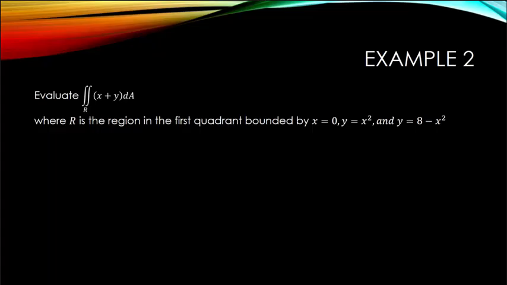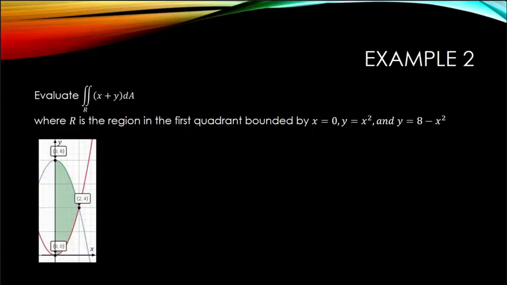I want to evaluate the double integral over the region R of the sum of x and y dA, where R is the region in the first quadrant, bounded by the lines x equals 0, y equals x squared, and y equals 8 minus x squared. I start by plotting my cross-sectional area for my region.